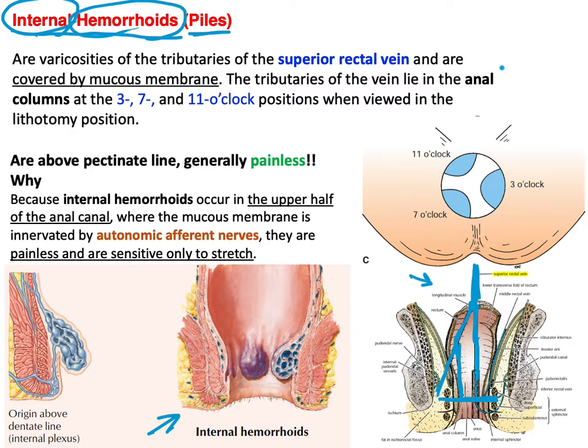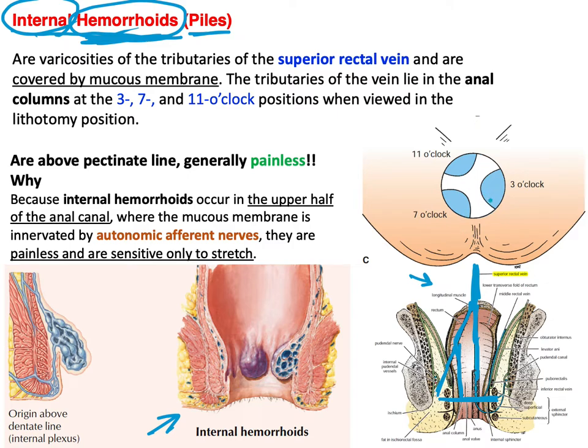In the esophagus, for example, we call them esophageal varices. In the lower limb, for example, we call them varicose veins, right? Different terms. It depends where the dilated vein is located. Anyway, in the anal canal, we call them hemorrhoids, right?